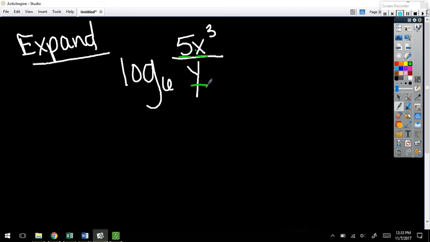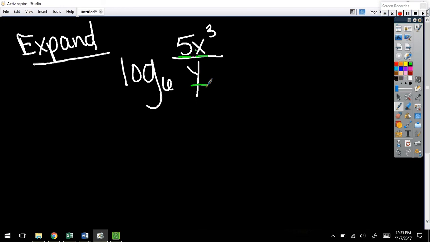So what do you think we could do first? What do you see? Pull the 3 down. Well, is the 3 hooked to the 5x or is it hooked to the x? It's hooked to the x. It's only hooked to the x, so be careful. Multiply x 3 times? You could write it that way, but we're going to be even a little easier.